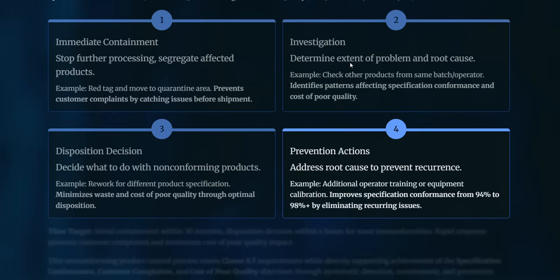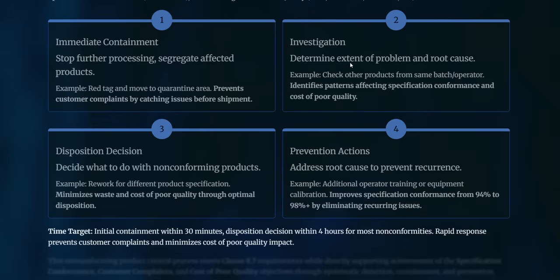And here we address root cause to prevent recurrences. An example here is additional operational training or equipment calibration. Here, it will improve specification conformance from 94% to 98% by eliminating recurring issues. Now, the time target. Initial containment within 30 minutes. This disposition decision within 4 hours for most nonconformities. Rapid response prevents customer complaints and minimizes cost of poor quality.